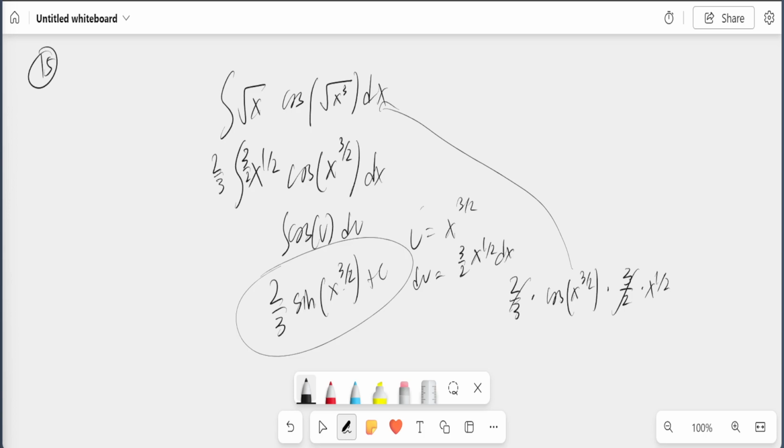Sine ln x over x. Oh, that's sine u, right? And the derivative of ln x is 1/x, so it's just negative cosine ln x. Does that make sense? Yeah. Okay. Okay, so for 18, I guess I can do number 18.